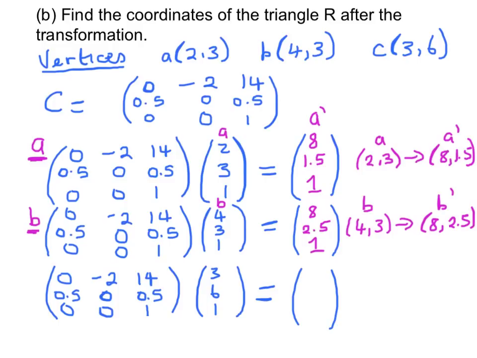Doing exactly the same for point C. This is C written as a 3-dimensional vector. Do the multiplication, and what you get is 2, 2, 1. So the point which started off as 3, 6 gets moved to 2, 2 after you apply the transformation. So this is C, and this is C dash.